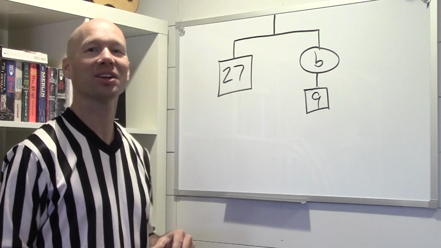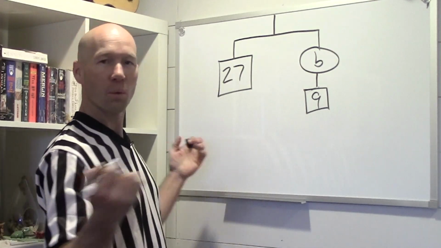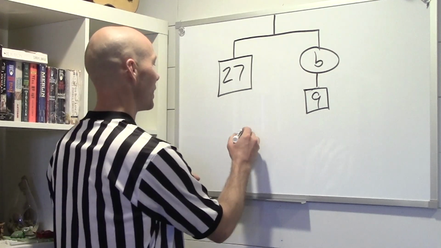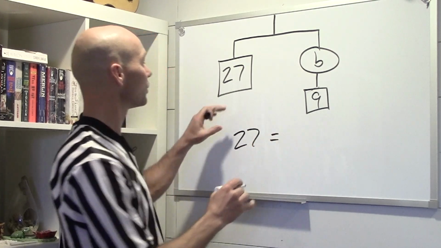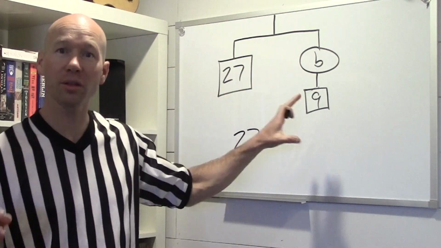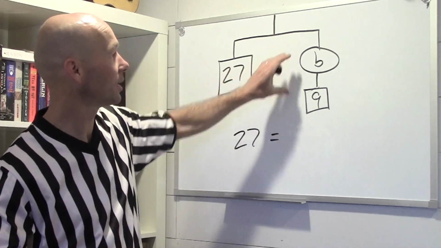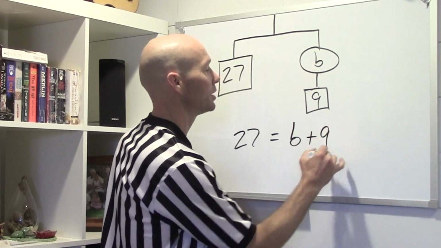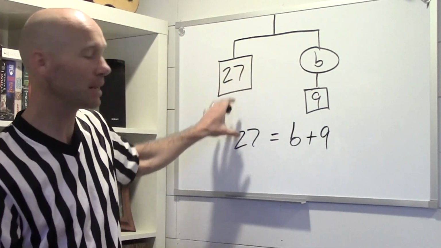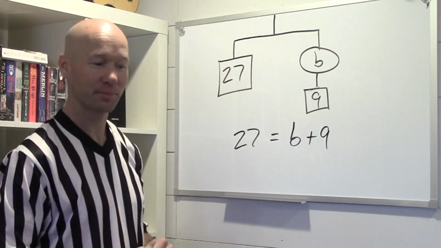Welcome back, Washington 6th graders. What did you write? Well, we have on the left side 27, and that is equal to what's on the right side. And what is on the right side? We have a b plus a 9, so b plus 9. 9 plus b is the same thing as 27.